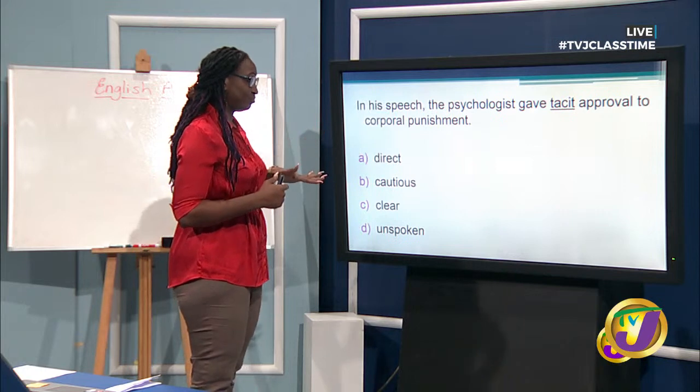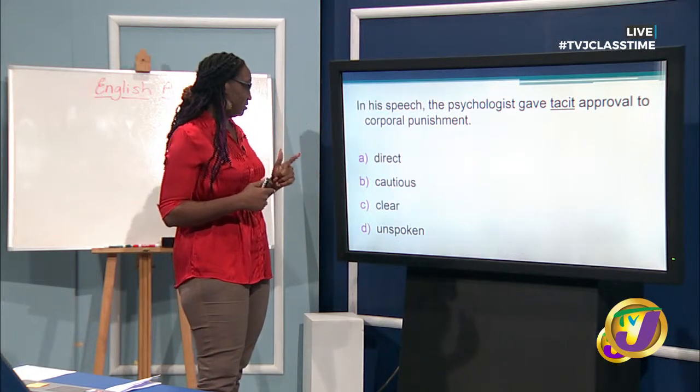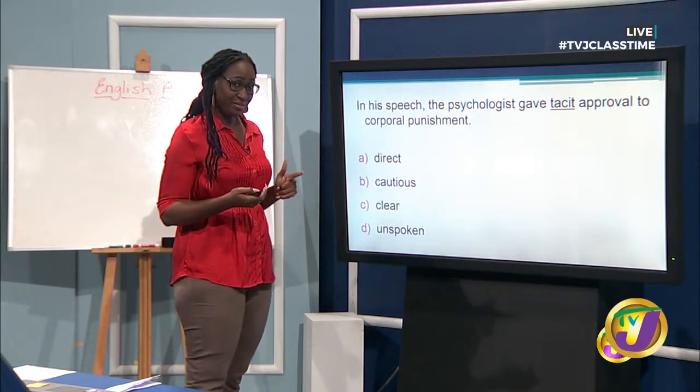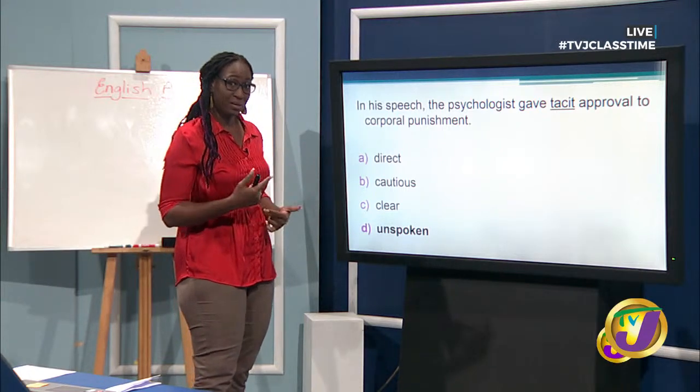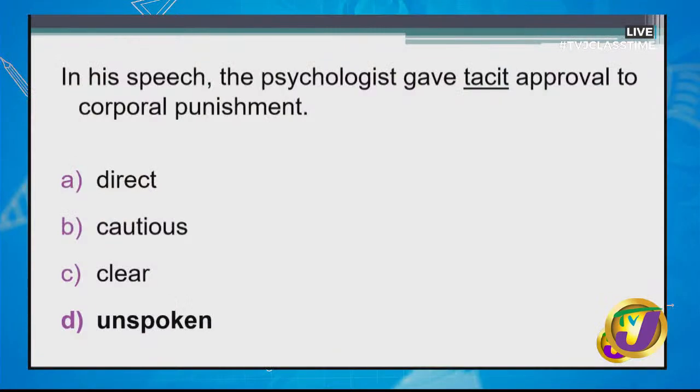So tacit. What does tacit mean? Ready? It means unspoken. So when you have a tacit agreement or tacit approval, you didn't say it explicitly, you didn't say it out loud. So something about you gave this approval, but you didn't actually say it. So it's implied rather than explicitly stated. All right, let's look at our next one.